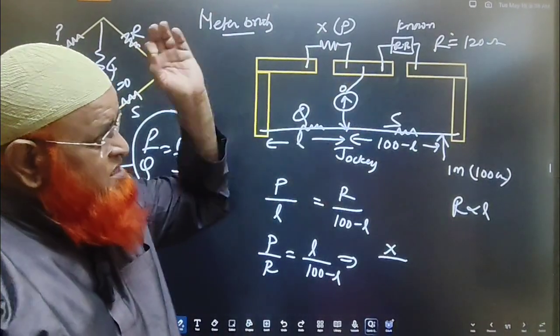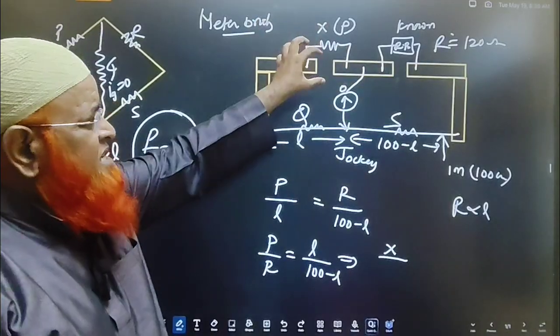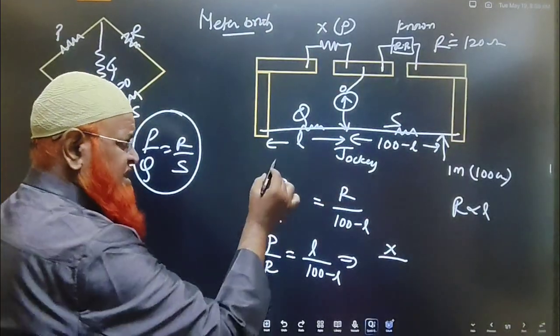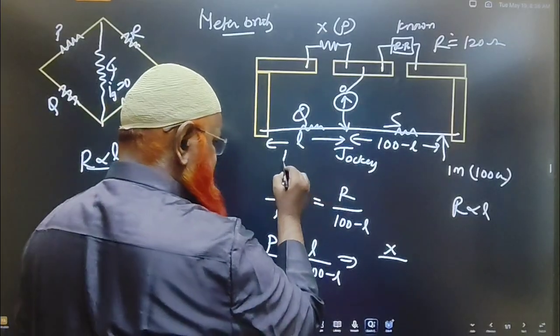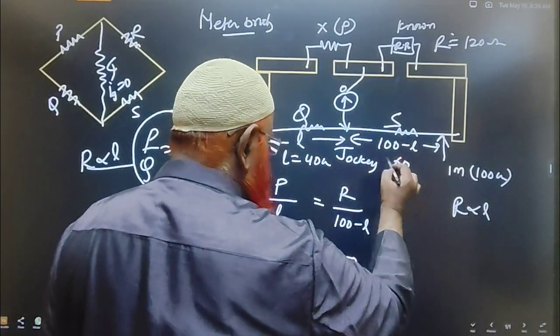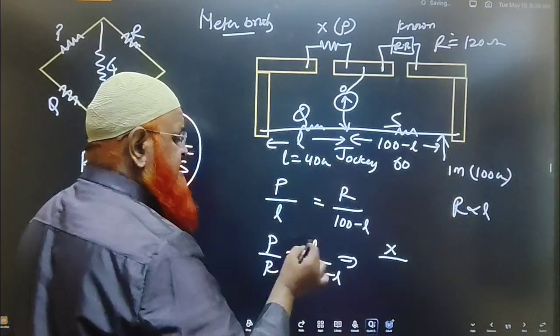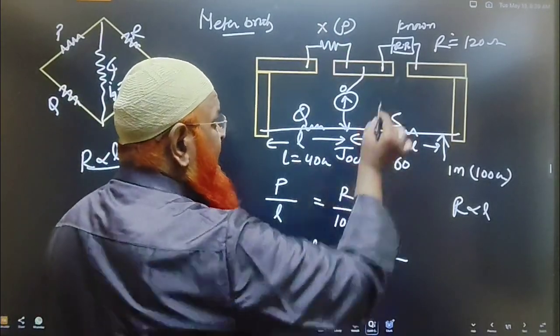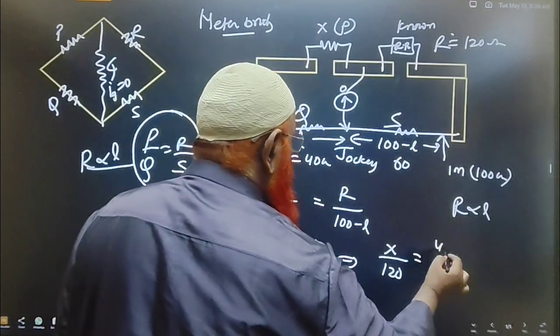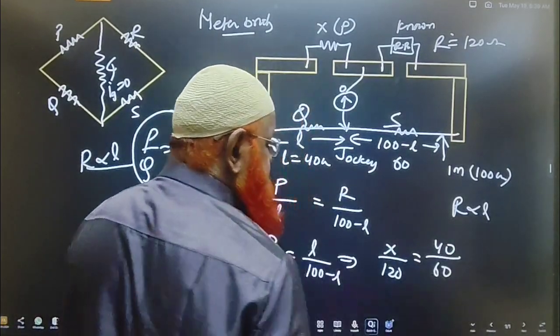So there is a known resistance which is 120 ohms, and this is the unknown resistance which you have to find out. Now let us imagine this is showing a balancing length of 40 centimeters. This is 40, which means this is going to be 60, which is 100 minus L, isn't it? So X, P is unknown and R, which is known here, you'll write 120, and L is 40 and the remaining thing is 60.